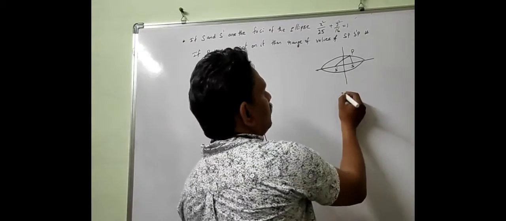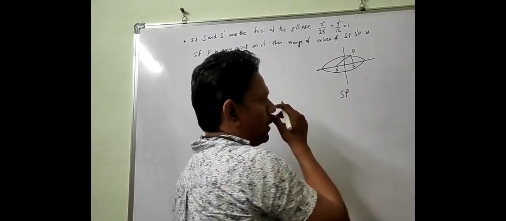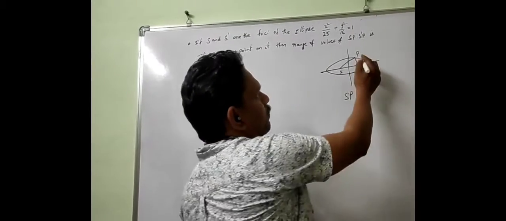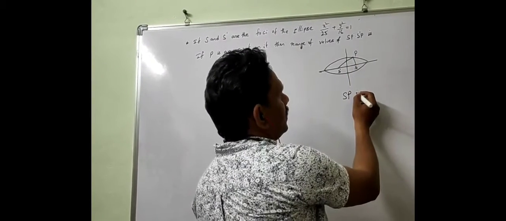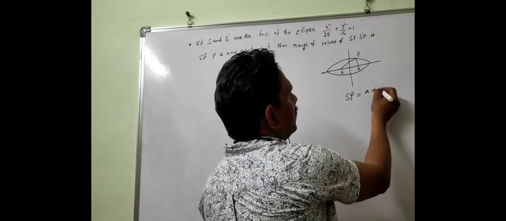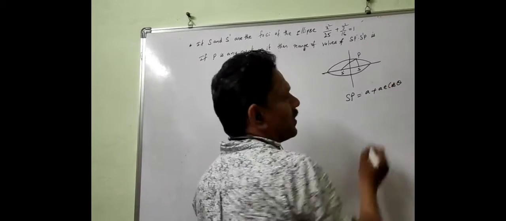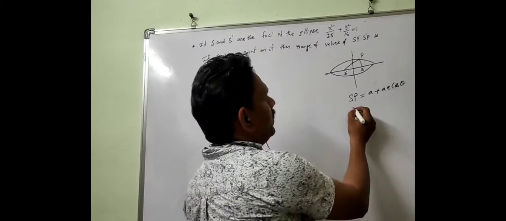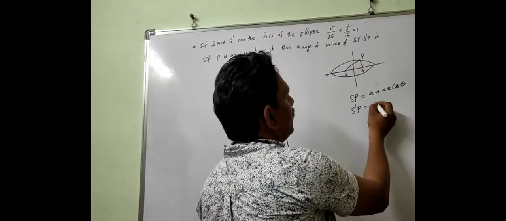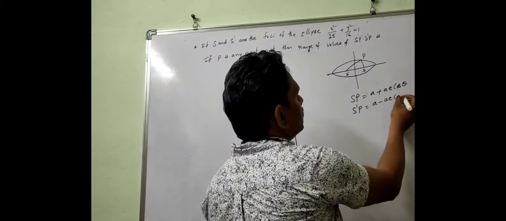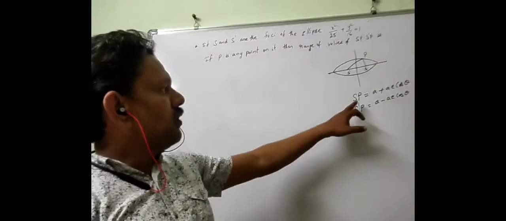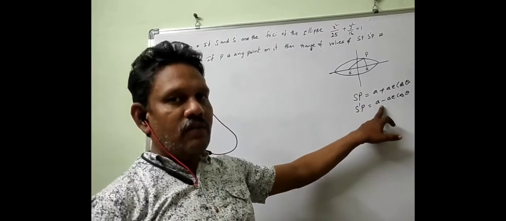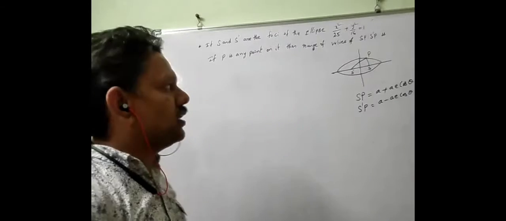Here SP is nothing but the focal distance of a point. If P is any point on the ellipse and S is the focus, then SP will be equal to A plus AE cos theta. And if S dash is the other focus and P is any point on the ellipse, then S dash P will be equal to A minus AE cos theta. So for SP you have to find A plus AE cos theta, and for S dash P you have to find A minus AE cos theta.